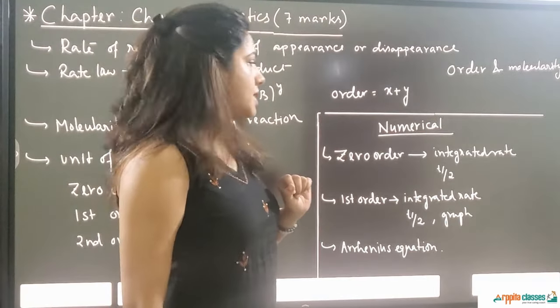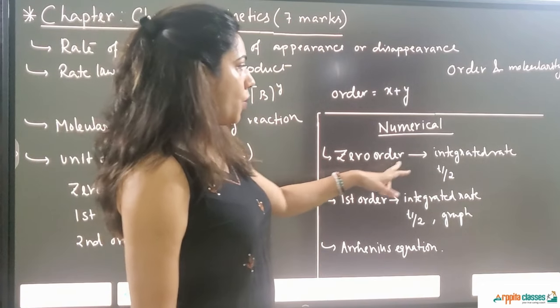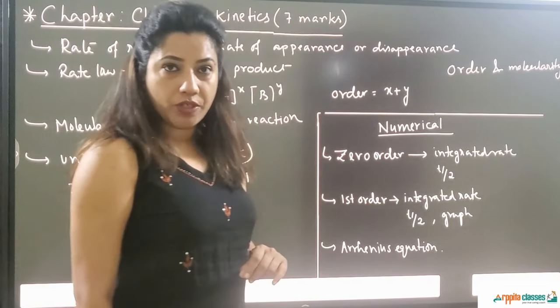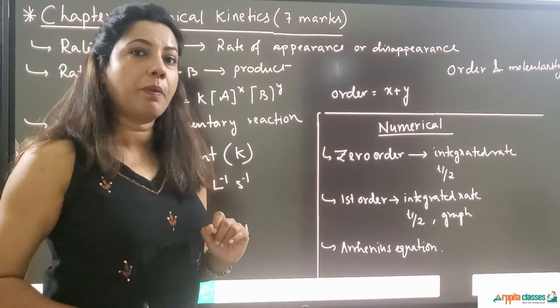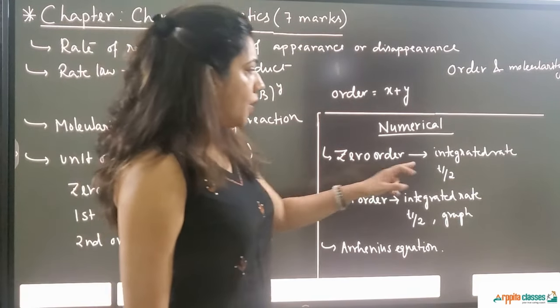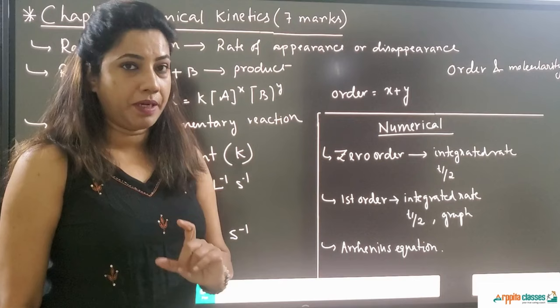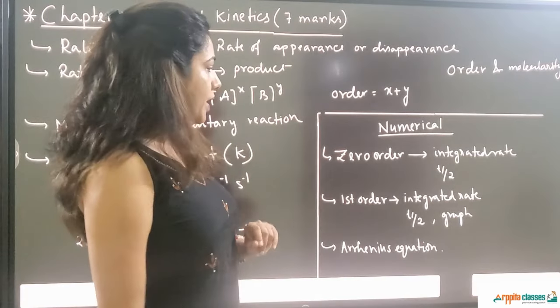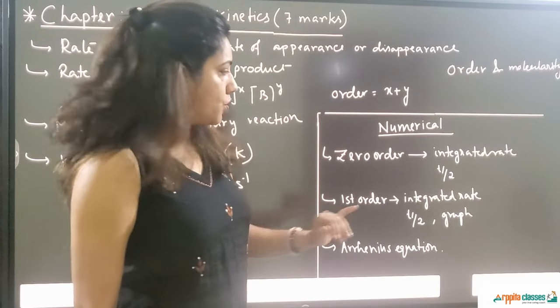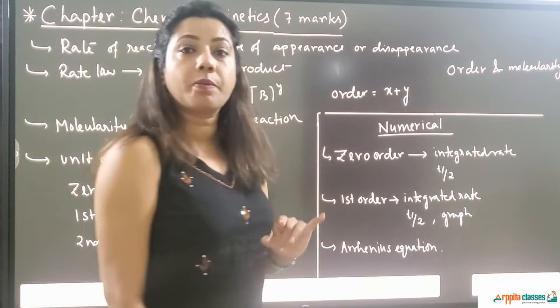Then we have the numericals. For the numericals we'll prepare the integrated rate equation for a zero order reaction. We will also prepare the derivation, and also from there we'll find out the expression for the half-life period of a zero order reaction.